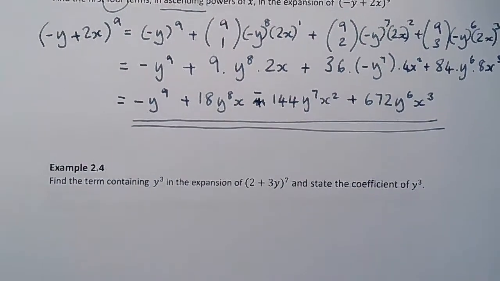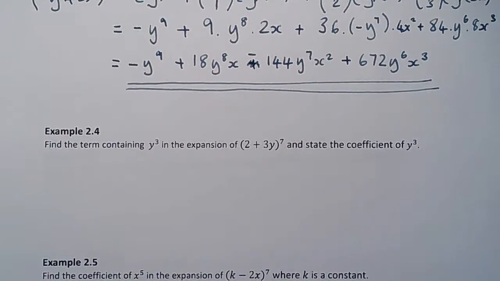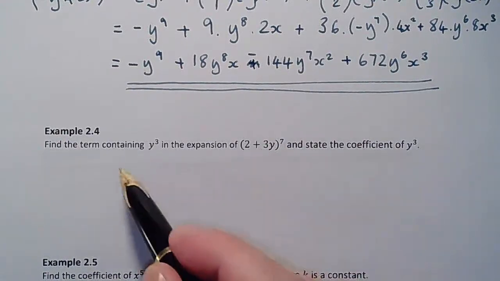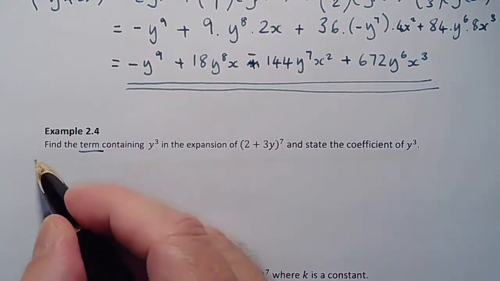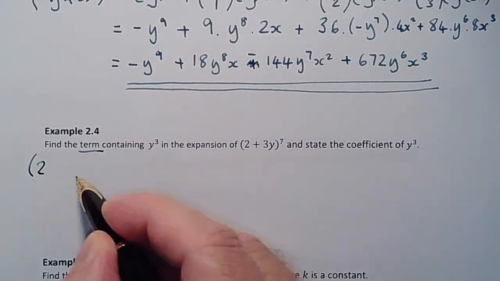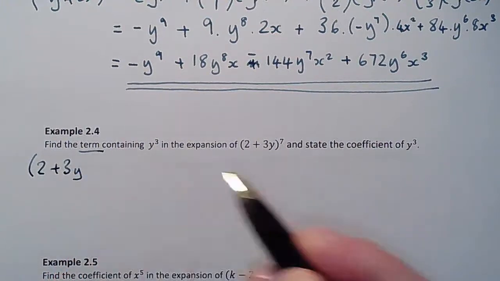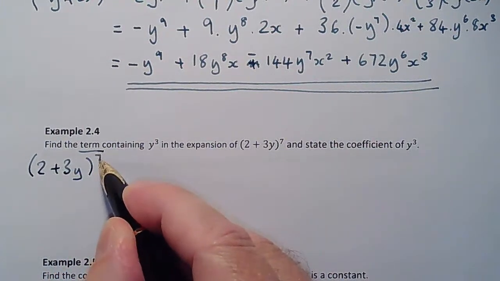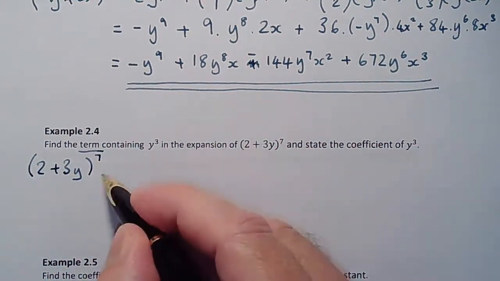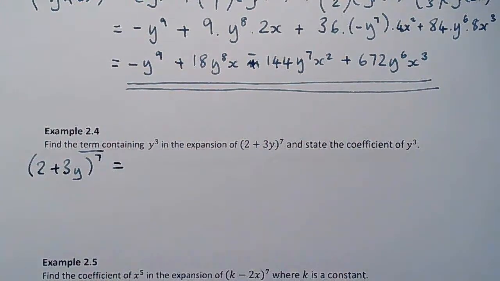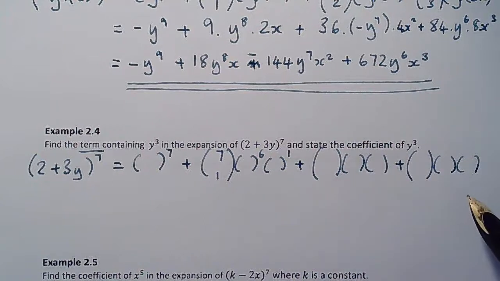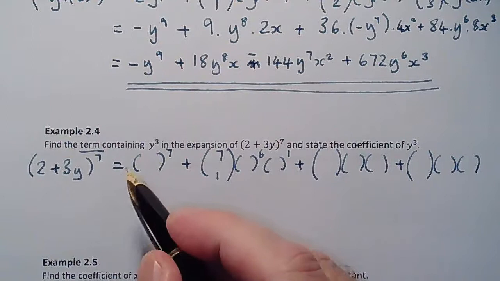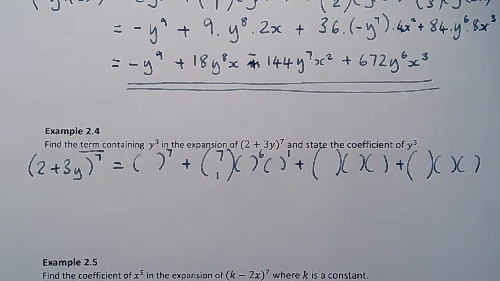Okay, question 2.4. Okay, we've got an expansion to do here. Now we want a term containing a specific thing. So if we identify what we're looking at, we could identify that we're looking at 2 plus 3y to the power of 7. Now the complete expansion of that would have the complete bracket structure, which would start out with bracket to the power of 7, and then we'd have one of these, and then we'd have more ones with a tall bracket and two smaller brackets. Now, I'm only interested actually in one term, so I don't have to fill all of this in.